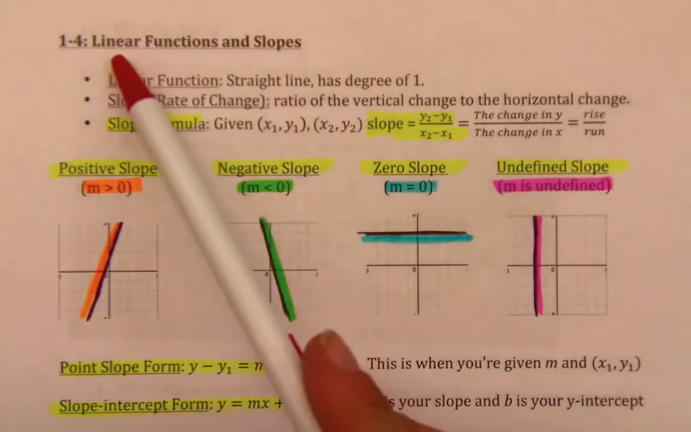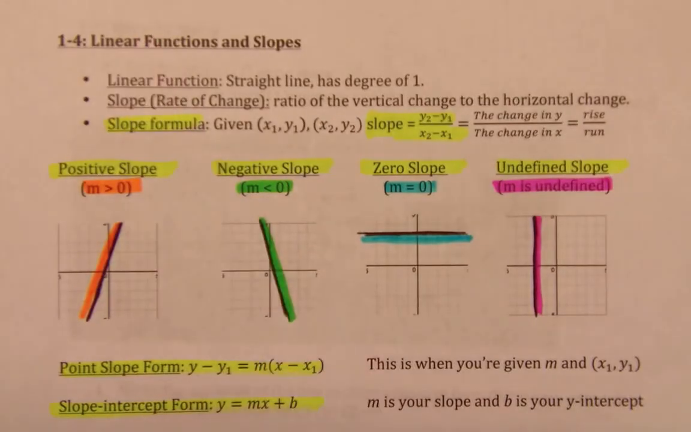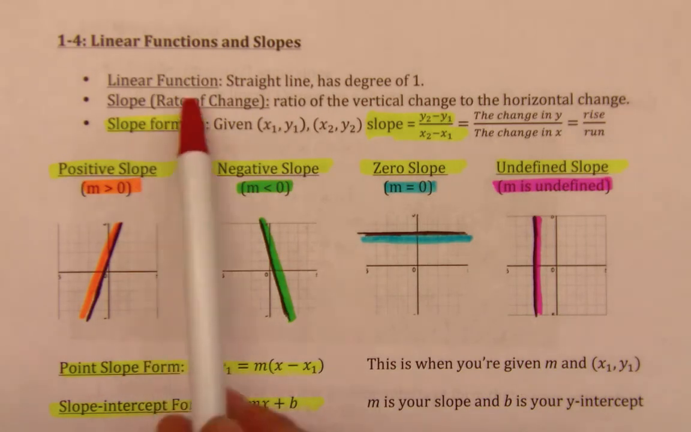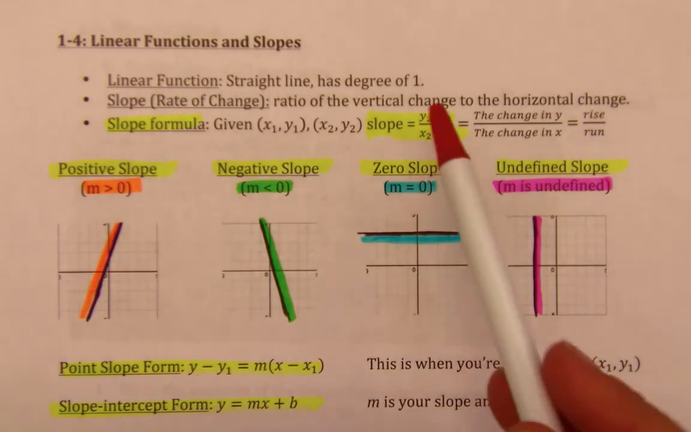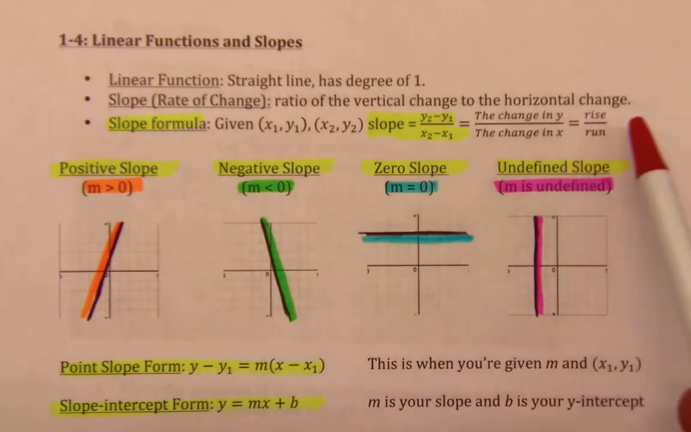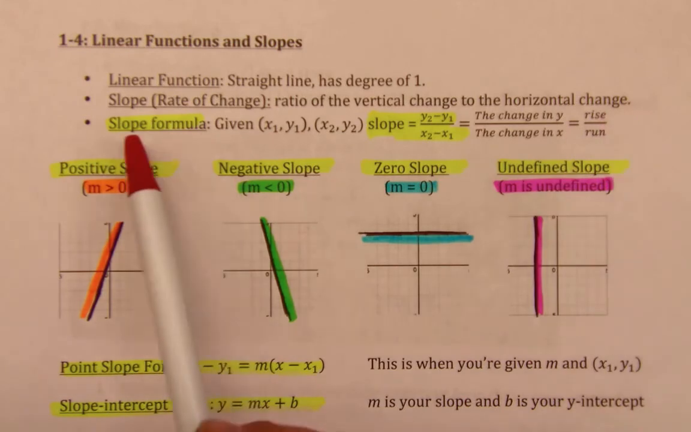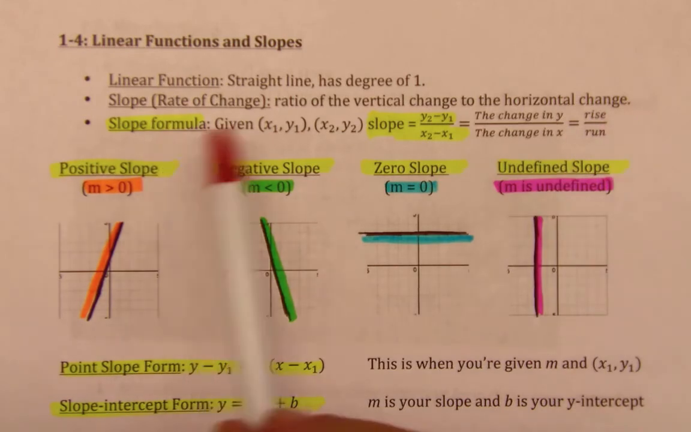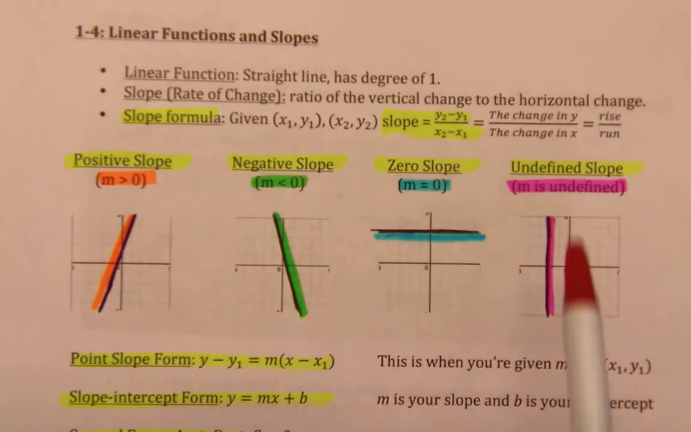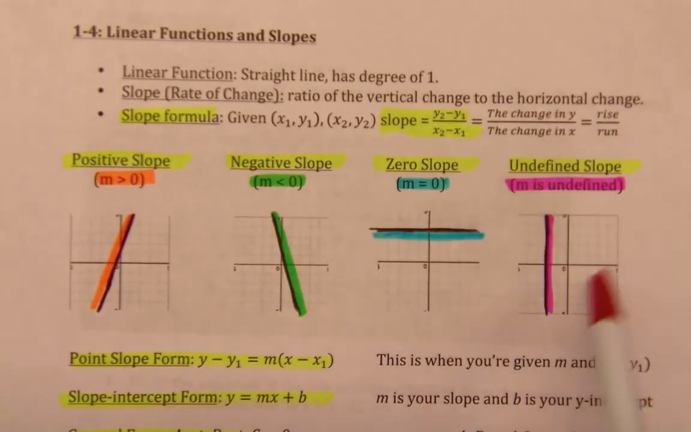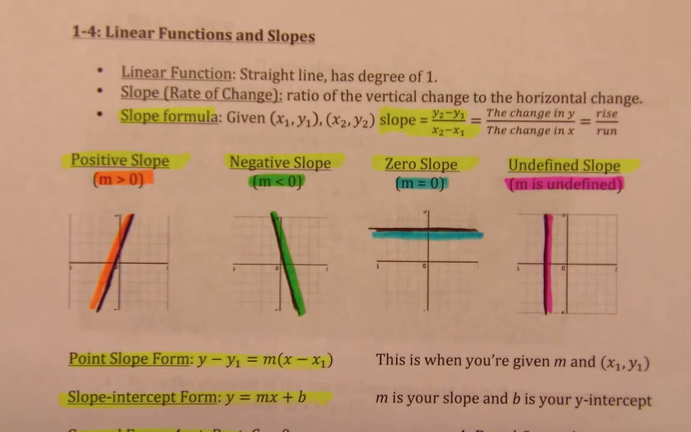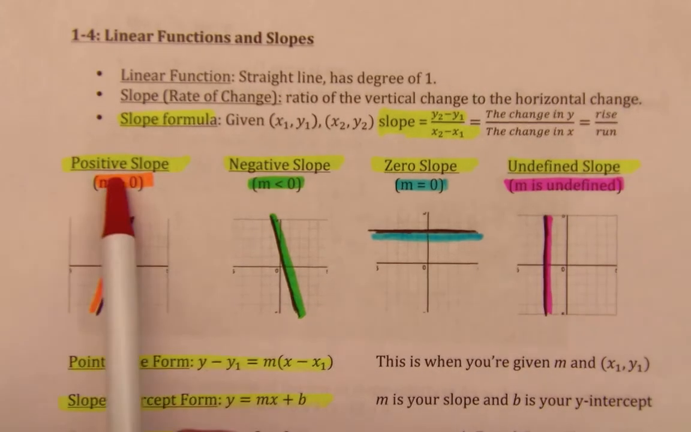Okay, so this is chapter 1, section 4, and we're just talking about linear functions and slopes. Now, a linear function is just a straight line, and slope, or rate of change, is the ratio of the vertical change to the horizontal change. You guys are familiar with slope at this point in your math career. This is the slope formula right here, and really it's just the change in y over the change in x, or rise over run.